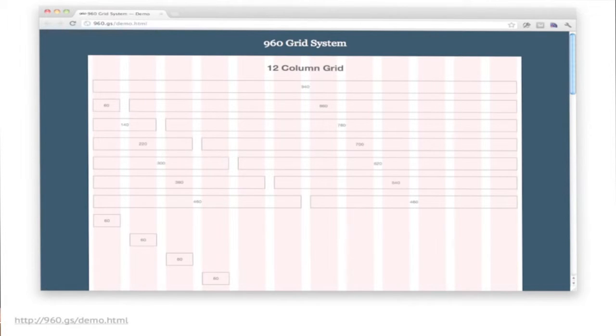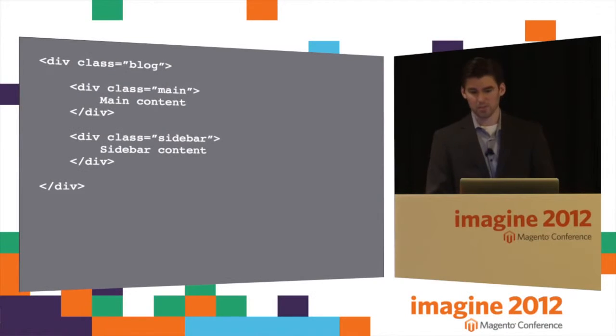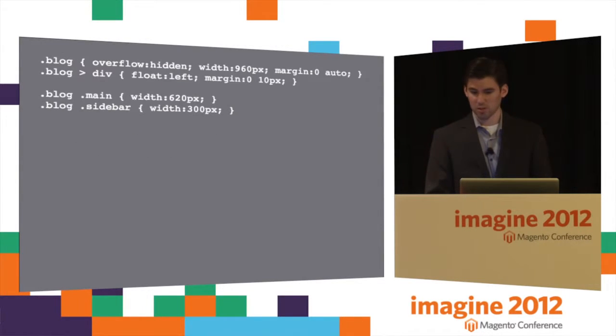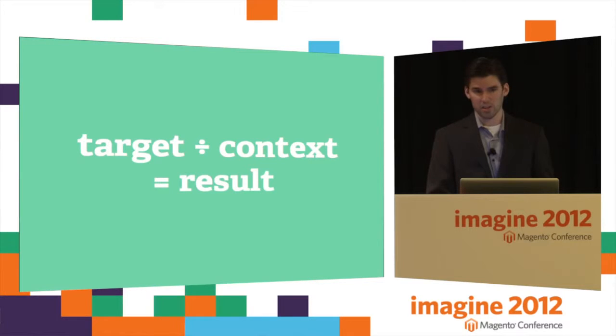Let's start with a simple 960 pixel grid having 12 60-pixel columns and 20 pixel gutters. If we're designing a layout that has a main content area 620 pixels wide and a sidebar 300 pixels wide, our markup probably looks like this. Let's add some very basic CSS to get the layout shaped up. It's a pretty good start, but it's still rigid. We need to define our grid dimensions in relative terms to maintain the proportions of our design across differently sized browsers. Marcotte provides the formula, which is target divided by context equals result.